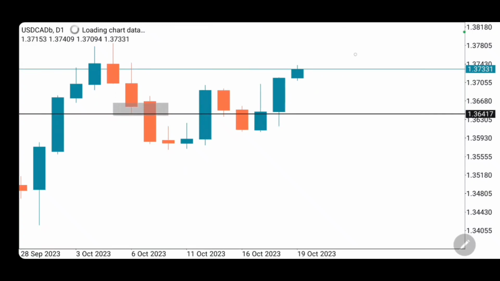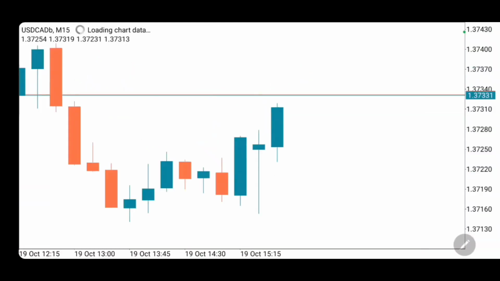So now we go down. We want to see what happened right here, how we could have entered this trade right there. There will always be a break and retest, either to the downside or to the upside. So now let us step down to the 15 minutes time frame to identify that particular level.